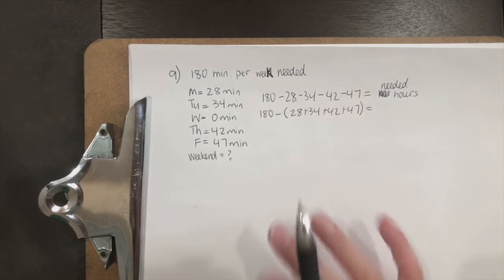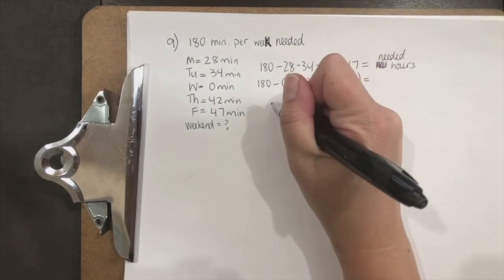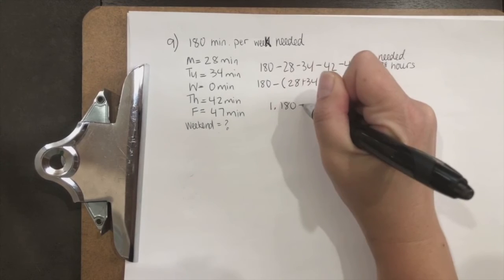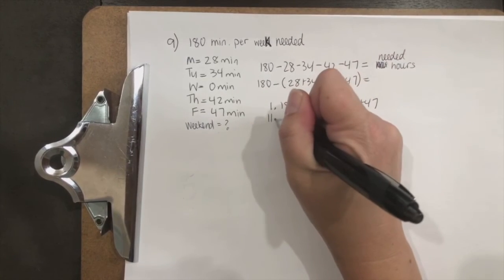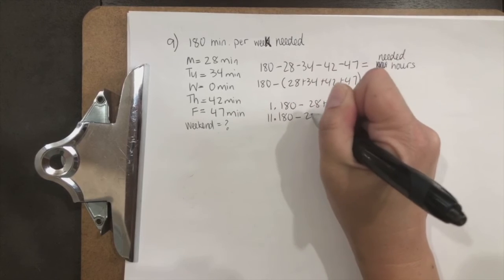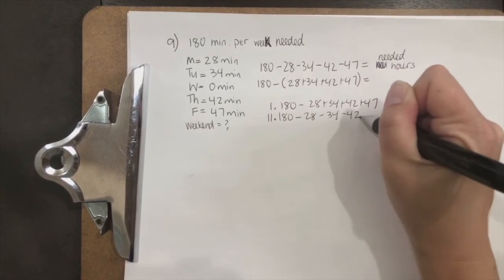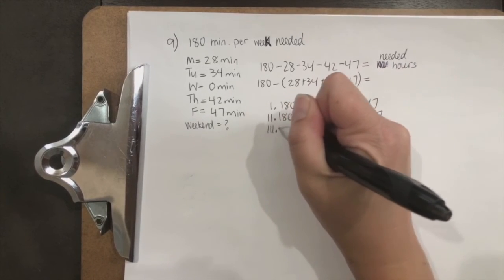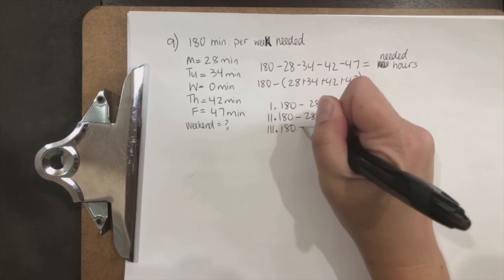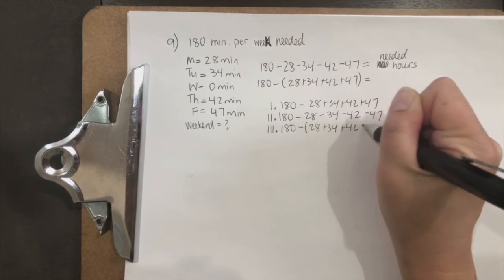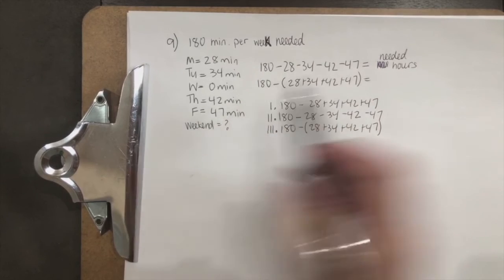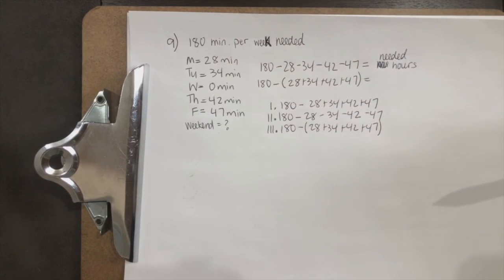So we've got some options here in the question. One is 180 minus 28 plus 34 plus 42 plus 47. 2 is 180 minus 28 minus 34 minus 42 minus 47. And option 3 says 180 minus the total of 28 plus 34 plus 42 plus 47. Well, as we already wrote here, 2 of these are going to be correct and 1 of them is not correct. Can you see which one is not correct? Can you see why that one is not correct?